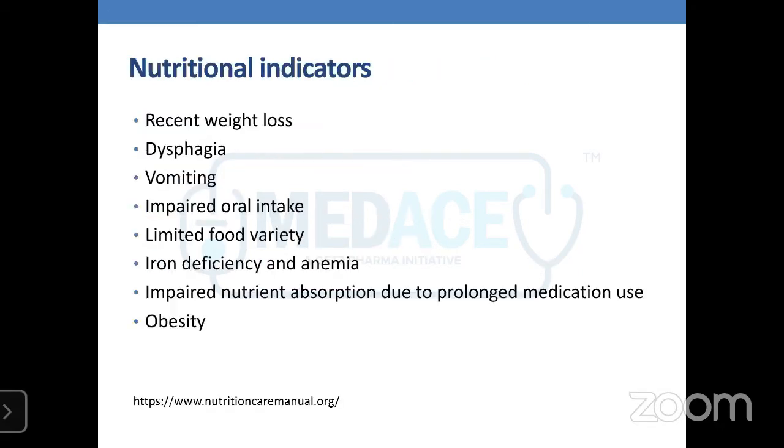Nutritional indicators. When we have a patient who is already diagnosed with this disease, what are the indicators that lead to the finding that we should give a consult to a dietitian nutritionist? Number one is recent weight loss, dysphagia, which includes any swallowing problem or feeding difficulty, vomiting, impaired oral intake, where the patient has very low intake and is not able to eat, decreased appetite, all this comes in this category. Limited food variety, iron deficiency and anemia, impaired nutrient absorption due to prolonged medication use. The medications prescribed for GERD have some drug-nutrient interactions, so this leads to impaired nutrient absorption. We need to see that also, and obesity.